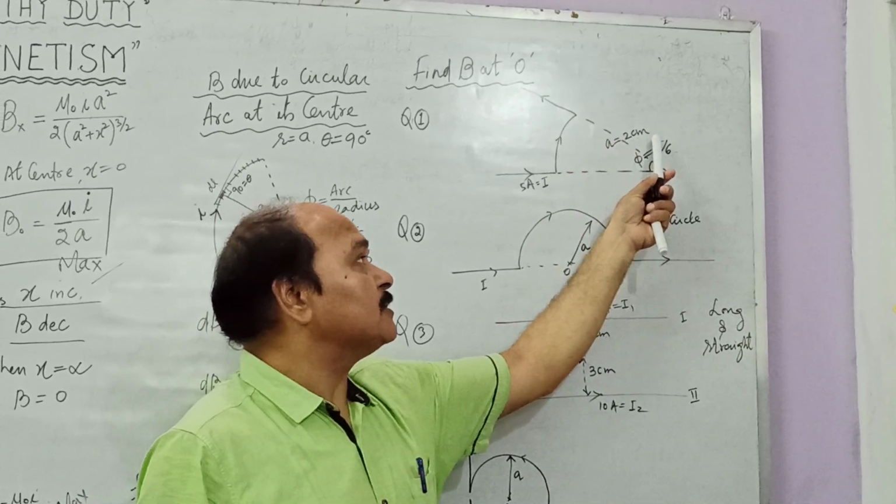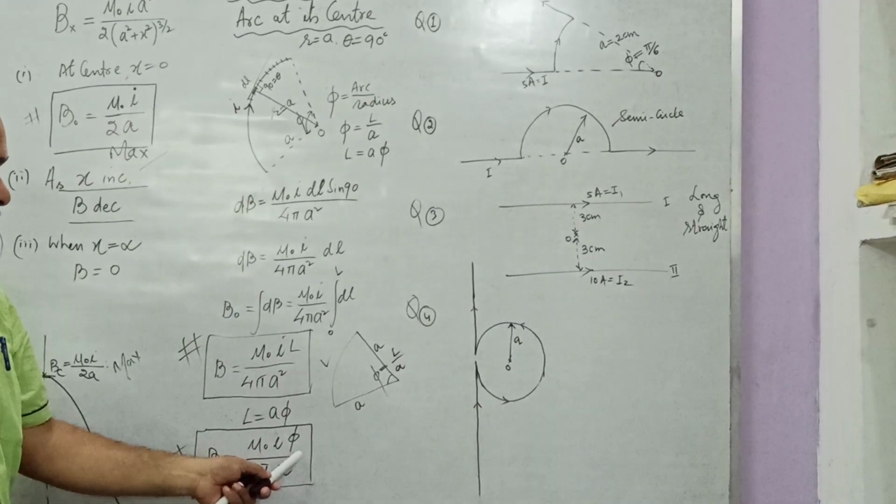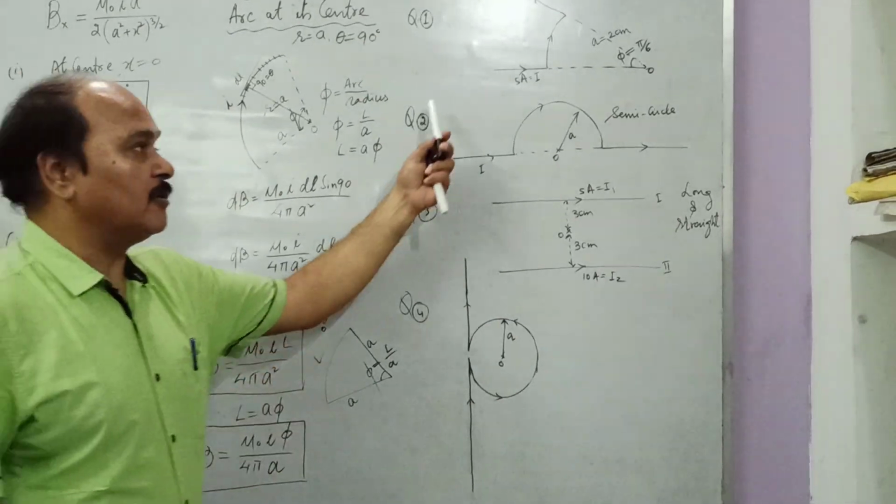And the angle of the circular arc is what? Pi by 6. So you substitute pi by 6 in this formula, I and a are all given, and you can work out your answer.